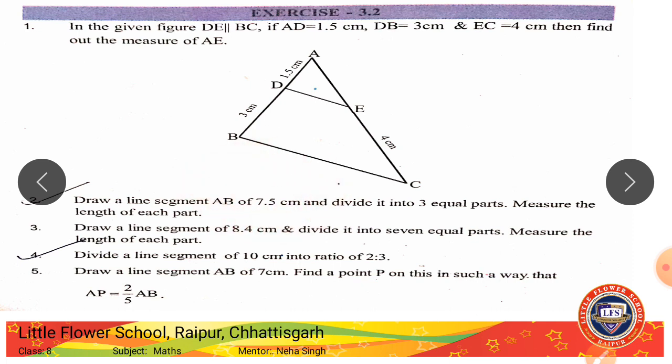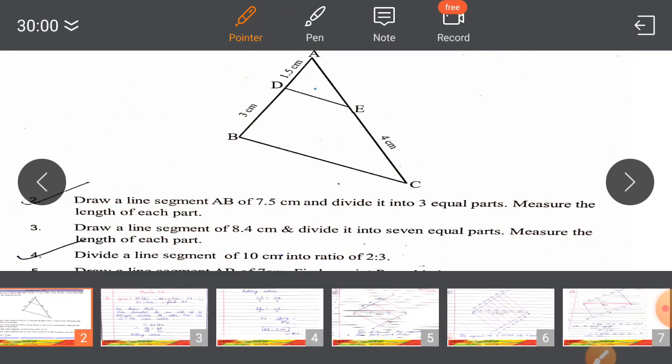So let us see the second question. AB 7.5 centimeter, a line is given. You need to divide it into 3 equal parts, right? And then you also need to measure the length of each part. So let us see how you are going to solve the question.